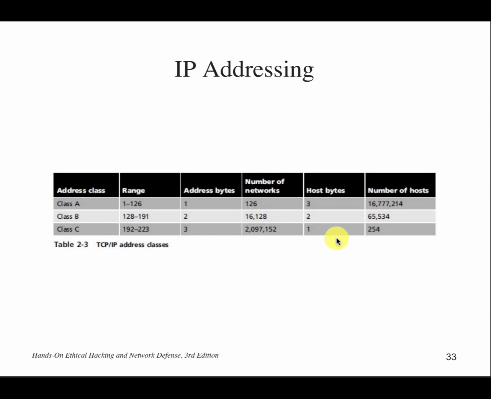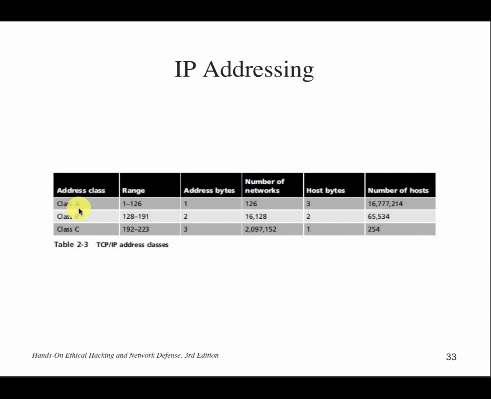A Class A is going to have a small number of networks, but a large number of hosts per network. They're going to be huge. I'm going to explain exactly why later, but right now, take a look. IP addresses can be classified into different classes: Class A, B, C, D, E.